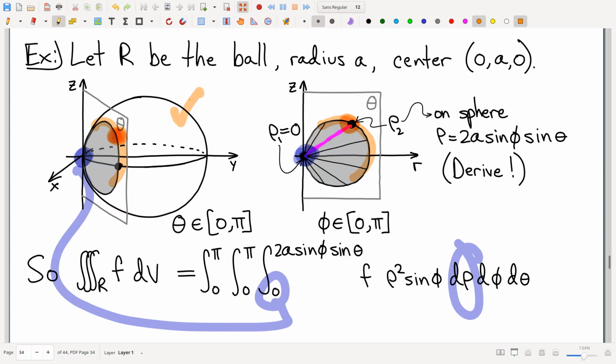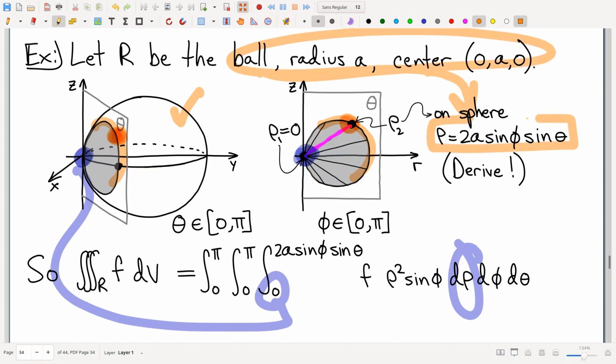So you've got to do a little bit of chapter 1 algebra here. You've got to take the equation for the sphere that you can easily write down in rectangular coordinates. You've got to convert that to spherical coordinates. Chapter 1 methods, right? Make sure you can do that. I know it was a while ago.